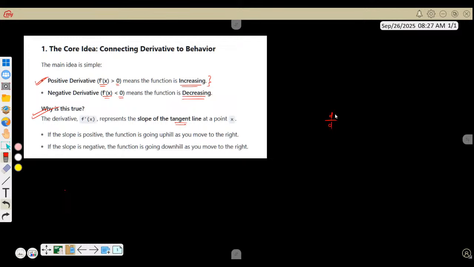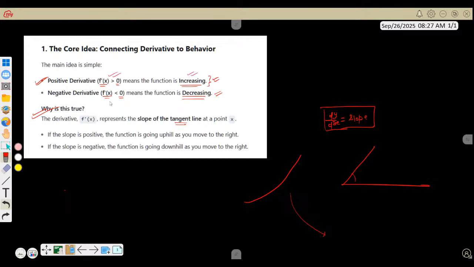So that's the reason. The derivative f dash x represents the slope of the function. We know that very well. dy by dx is equal to what? Slope. And what does slope actually represent? Inclination. So if your derivative is positive, then the function is increasing, going upward. But if your derivative is negative, then your function is going downward.